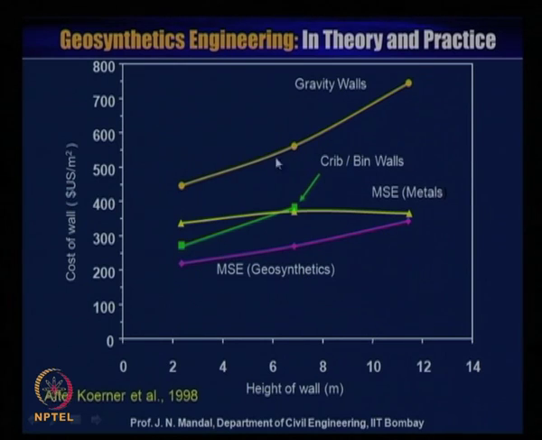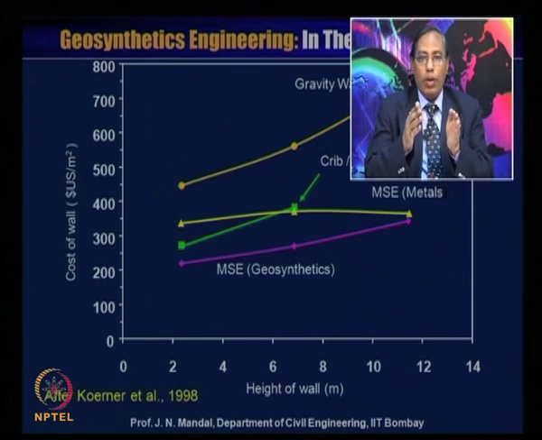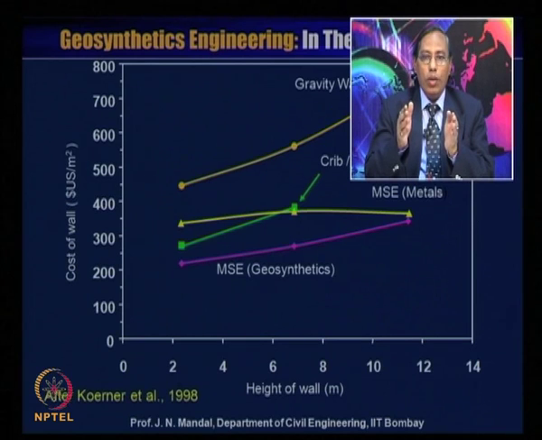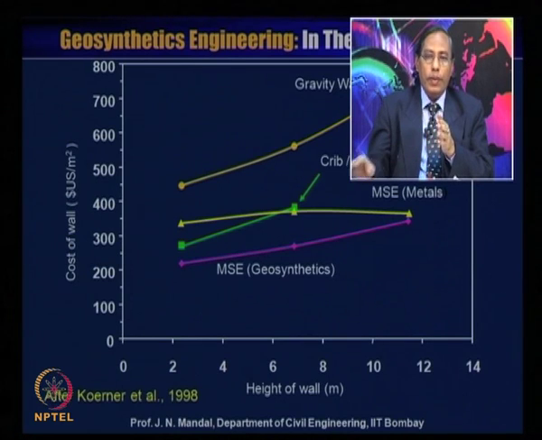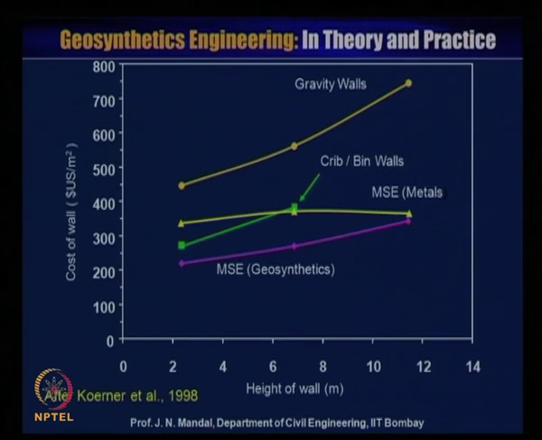So, if you compare, you can see that with increasing height of the wall, cost is also increasing. If you compare all the kinds of wall, whether it is a gravity wall, a crib or beam wall, or a mechanically stabilized earth wall using metallic reinforcement, you find that the mechanically stabilized geosynthetic reinforced soil wall is much cheaper compared to any other system or material.